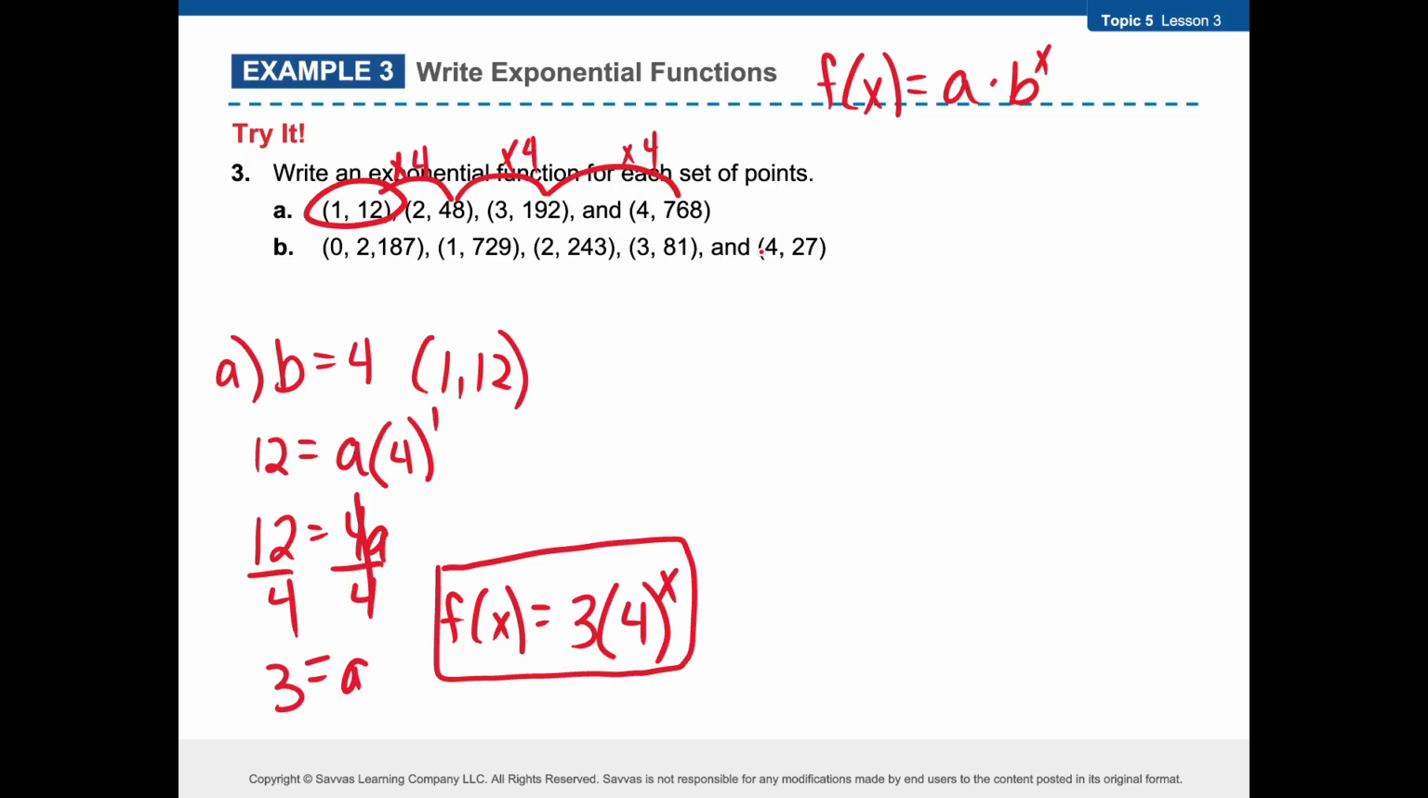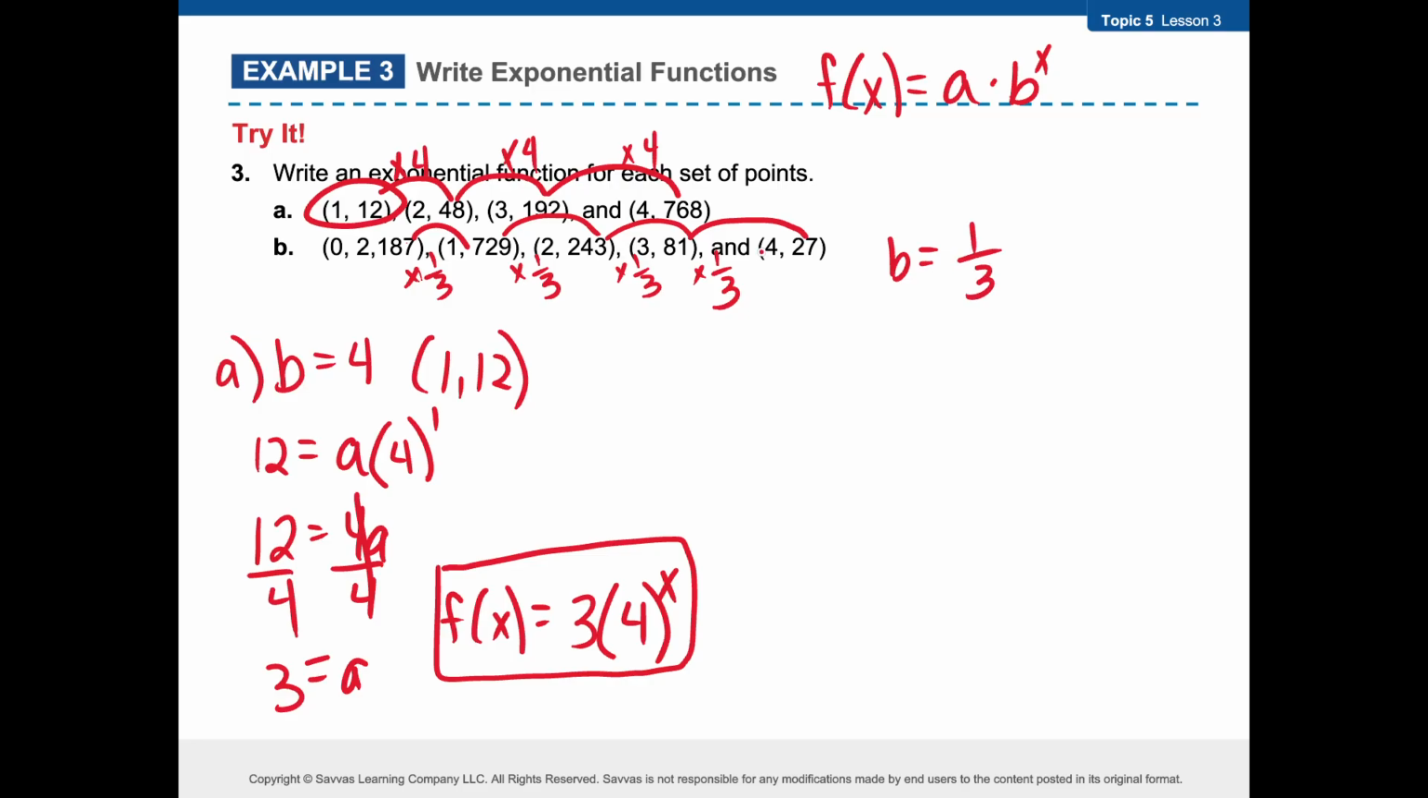Letter B, notice how your y values, your y coordinates, are going down. So that means it's a fraction. The second number, 729, divided by 2187, gives you a repeating decimal on your calculator. Turn that repeating decimal into a fraction. 0.33 repeating is 1/3. So each of these is being multiplied by 1/3. So letter B, my b value is 1/3.